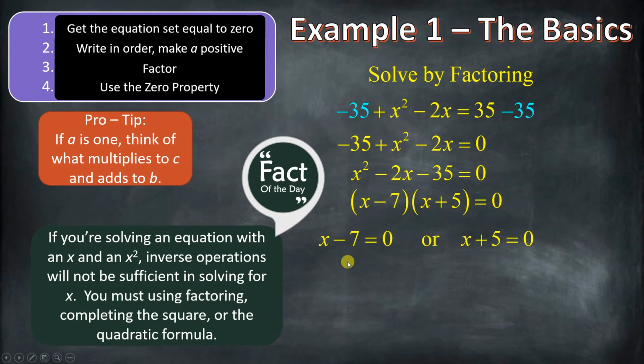So x minus 7 equals 0. Well, you could use inverse operations, or you could just figure it out, right? 7 is what x must equal for that, and negative 5 for the other. And boom, we are done.